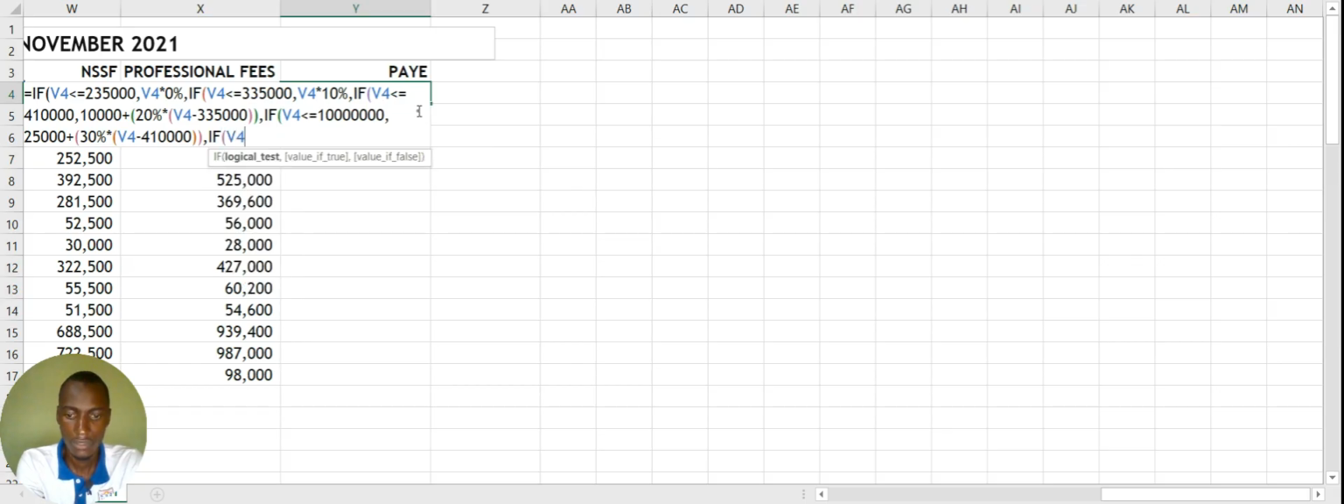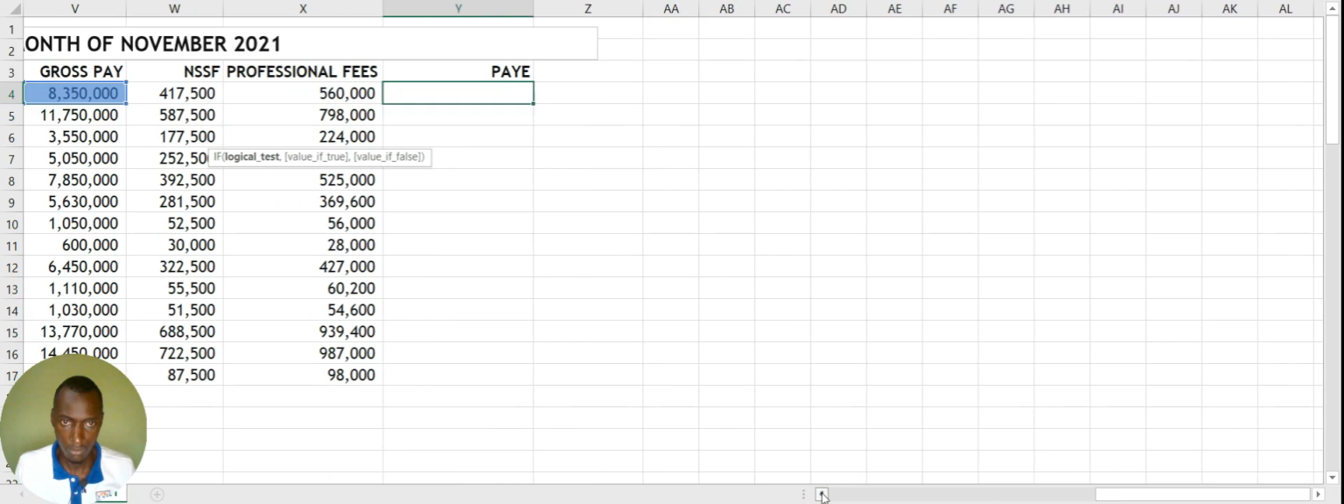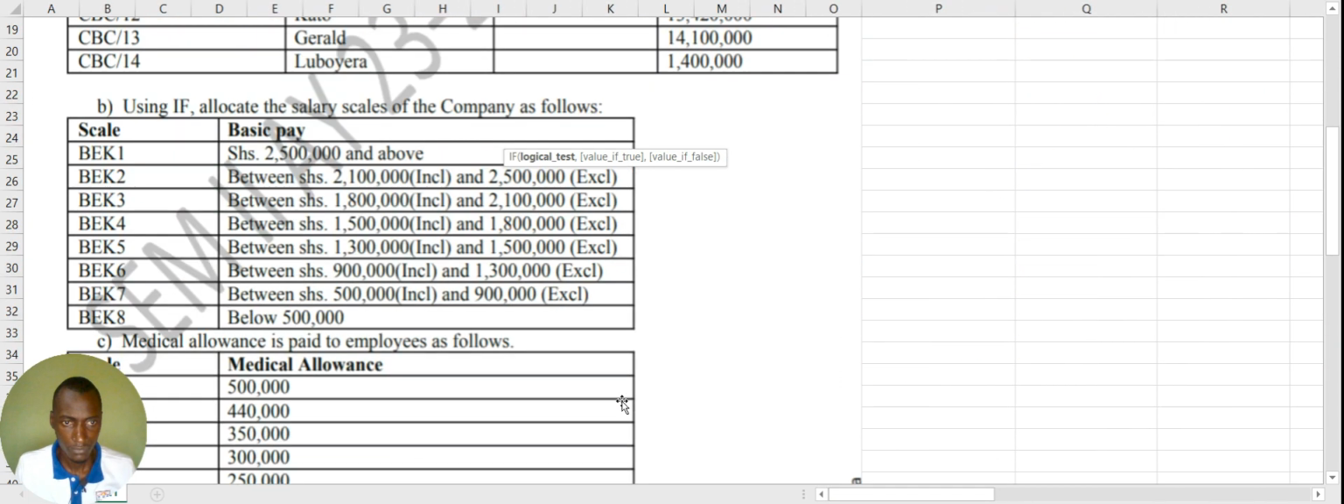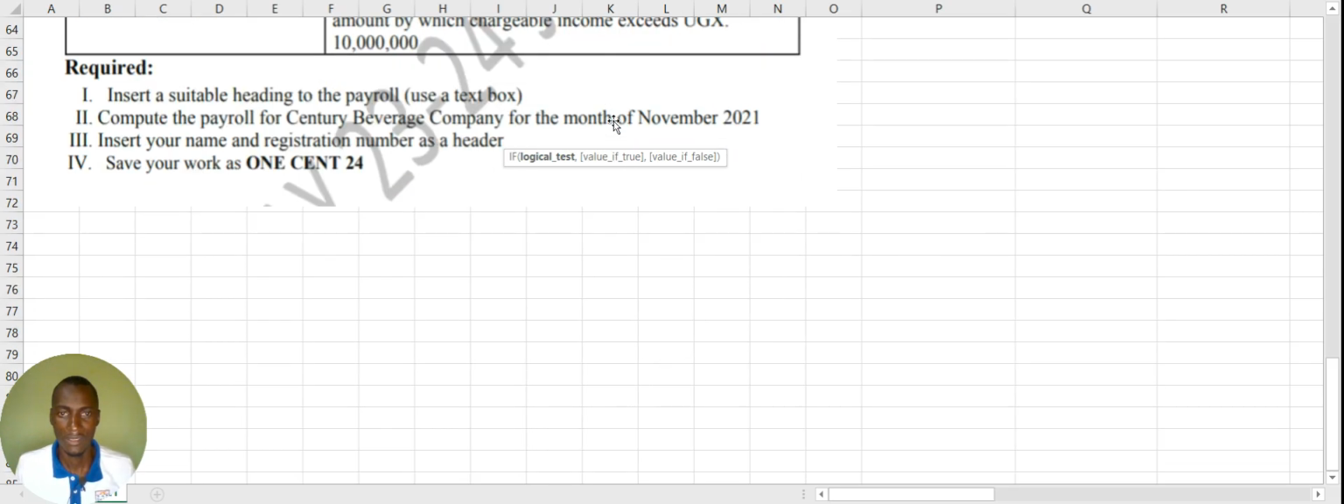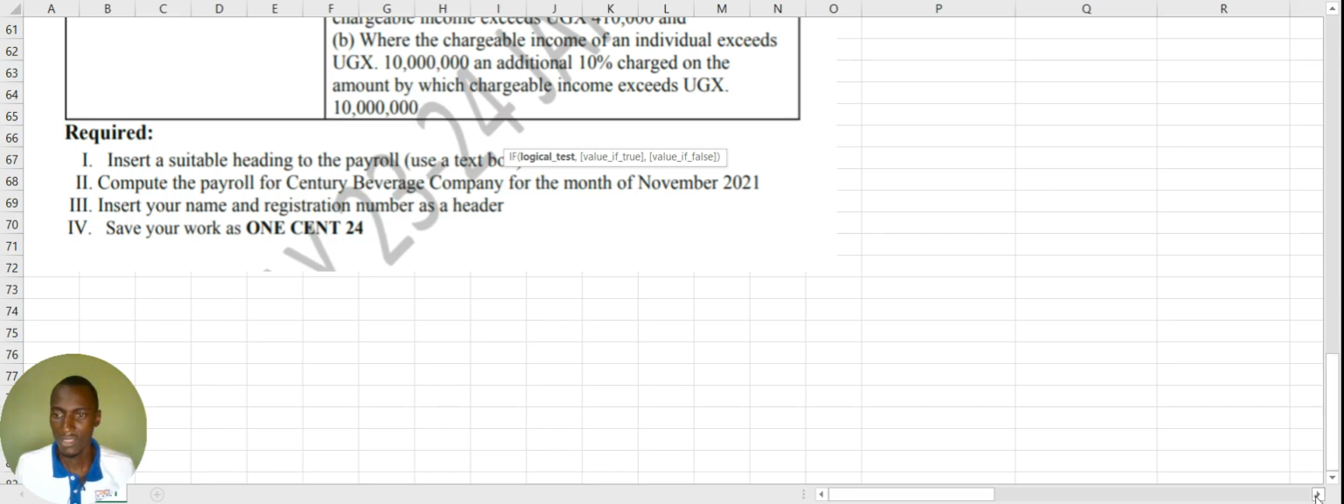Then if your V4 is less than or equal to what? Let us try to check and see. They have said that exceeding 410, so meaning that UGX this plus amount where chargeable income exceeds 410,000, and where the chargeable income of an individual exceeds this, an additional 10% charge on the amount by which the chargeable income exceeds UGX 10 million.